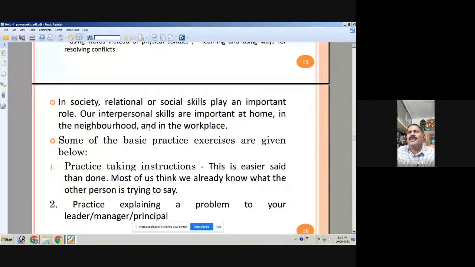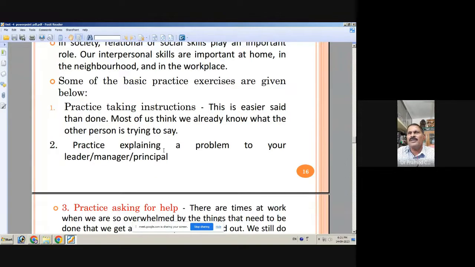And you know that in the society, there is the relationship with the others. And you know that relational or social skills play an important role. So our interpersonal skills are very important. We learn it from our home. We learn it from our neighborhood. And when we are learning some good social skills, we must utilize them in the workplace, in the schools, or any organizations. So some of the basic practice exercises are given below that you must practice.